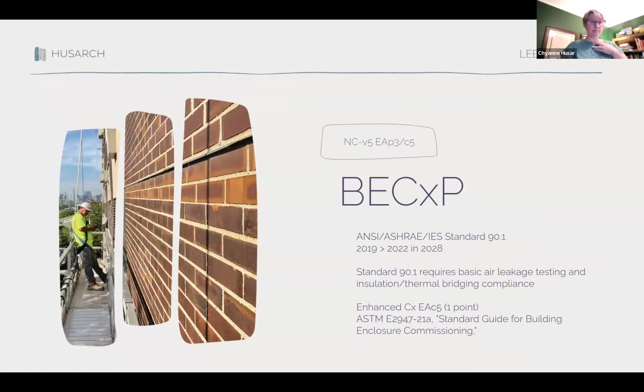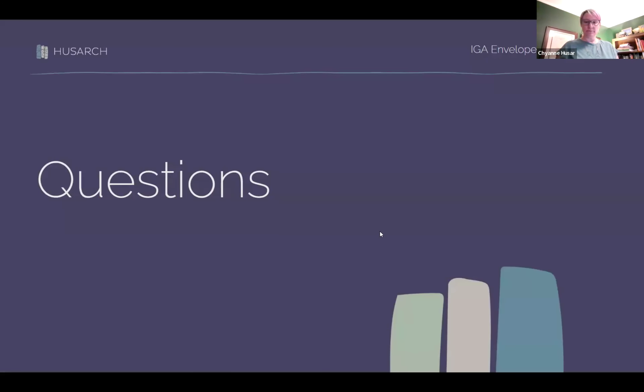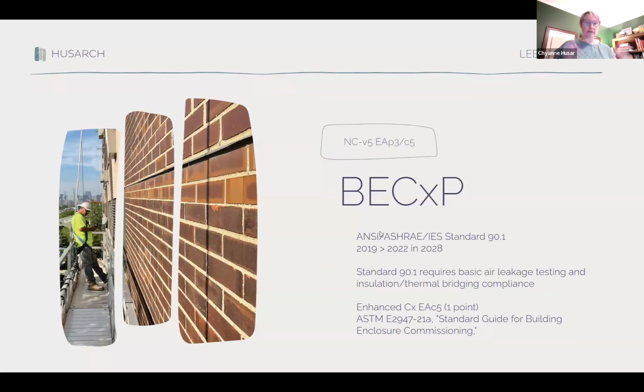So that being said, I think a lot of this conversation stemmed from the idea of building enclosure commissioning, which is an option within v5 still. They haven't made it a standard requirement, but just to help everyone understand how that's impacted. LEED v5 is utilizing some new standards. They currently require ASHRAE 90.1.